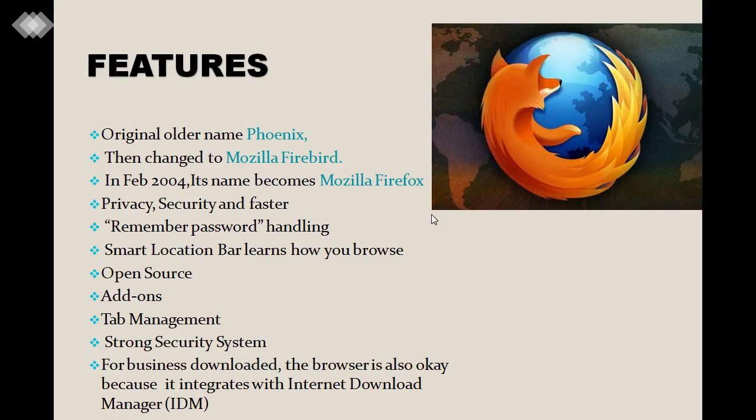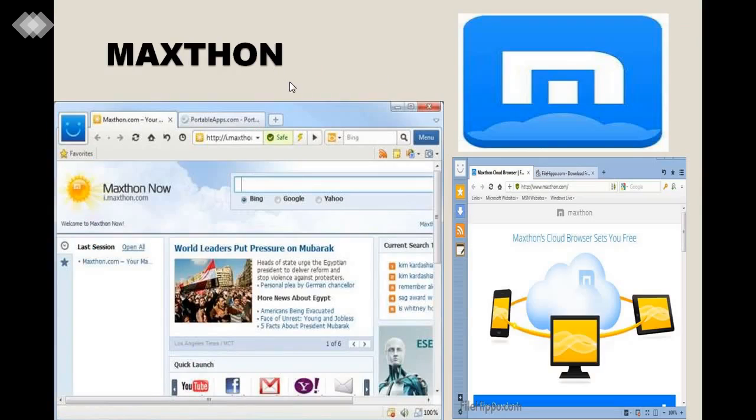Now the latest name is Mozilla Firefox. Maxthon is also another web browser. So this is the window, or we can say home page. You can see in the slide how Maxthon looks. So let's learn about some history.